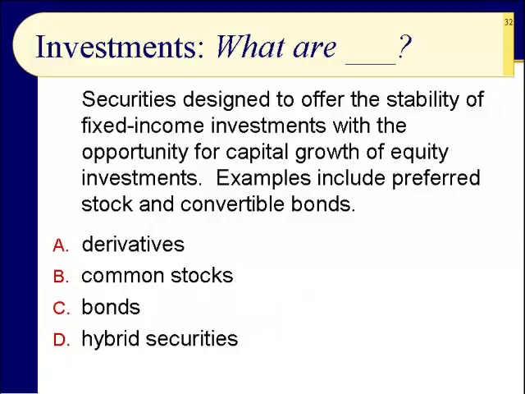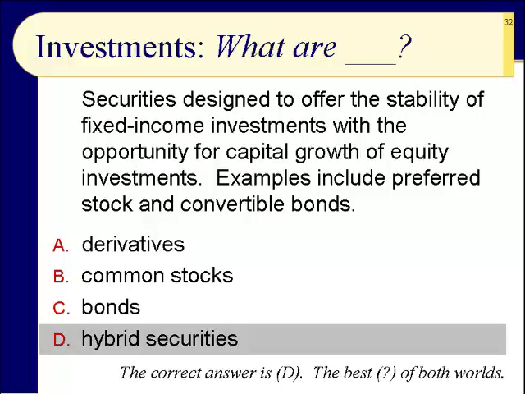Slide number 32. What are securities designed to offer the stability of fixed income investments with the opportunity for capital growth of equity investments? Examples include preferred stock and convertible securities. So we're looking for stability, which we get from fixed income investments, and we're also looking for the capital growth that we get from equities. And what are these things? Are they derivatives, common stocks, bonds, or hybrid securities? These are hybrids, right? A mixture. The best and the worst of both worlds. The advantages of both and the disadvantages of both.